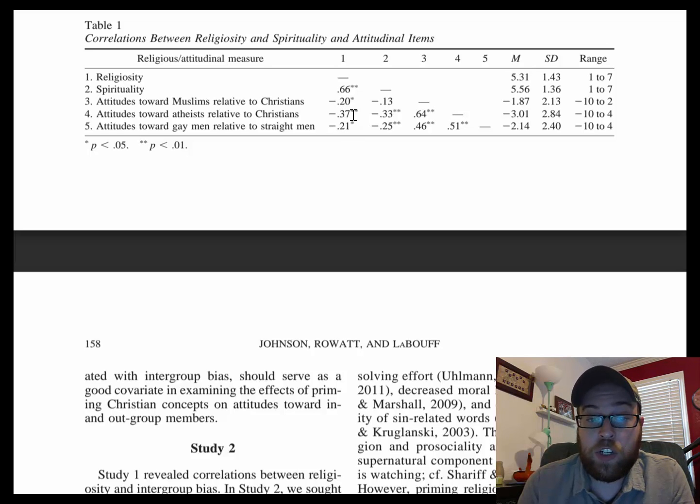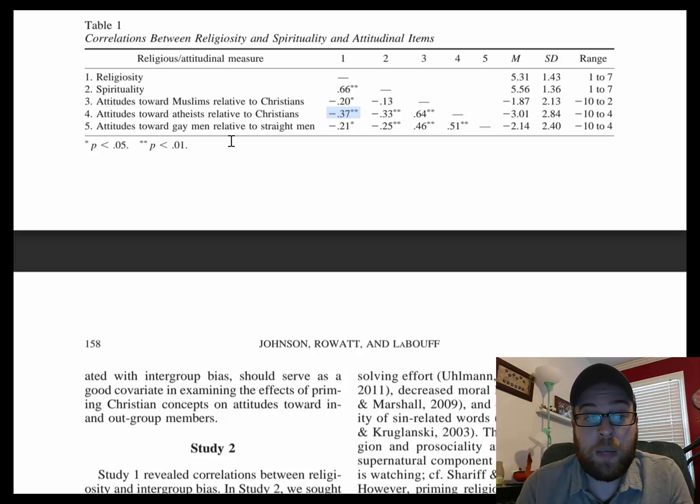We see the biggest relationship, the strongest relationship, remember, would be the correlation coefficient that is closest to 1. Which one of these is that? The 0.37. The strongest relationship between religiosity and prejudice in this study was between religiosity and attitudes towards atheists. R equals negative 0.37. That's a negative relationship, so as religiosity increases, attitudes towards atheists decrease, and it's moderately strong at 0.37, so that means I know something about your attitudes towards atheists based on how religious you say you are. We can look at any number of these variables.